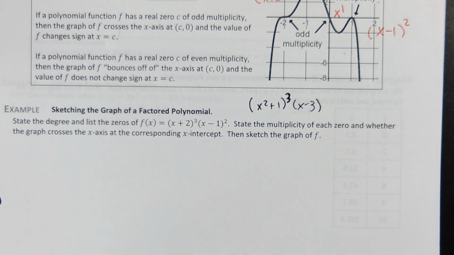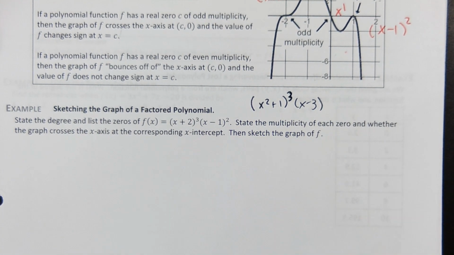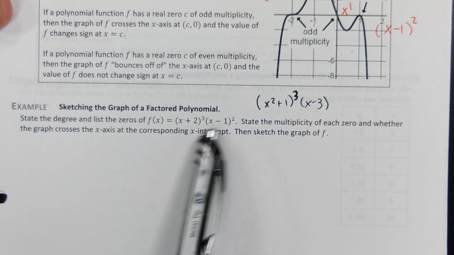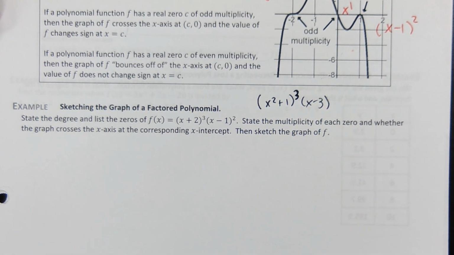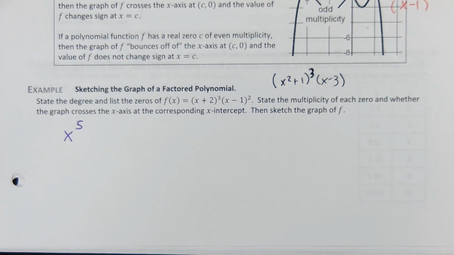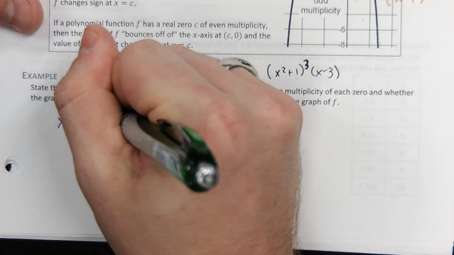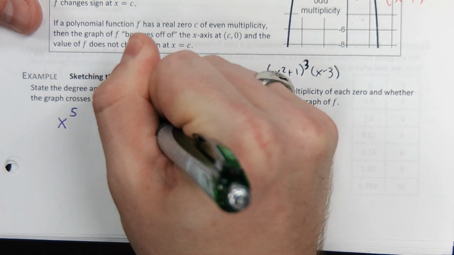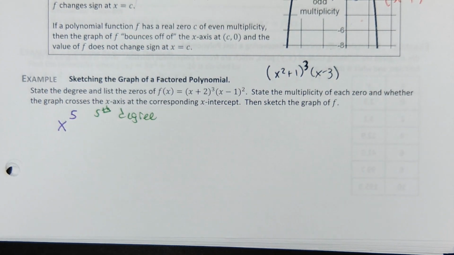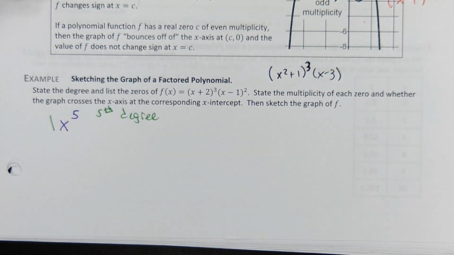But I would rather you think, instead of trying to look for that shortcut, if I multiplied all this out, what would I get? If I went through all the distributions, what would the very first term be? X to the fifth. So let's talk about that. First and foremost, the degree of this polynomial is 5. We see that. But what is my leading coefficient? It's 1. That's positive.